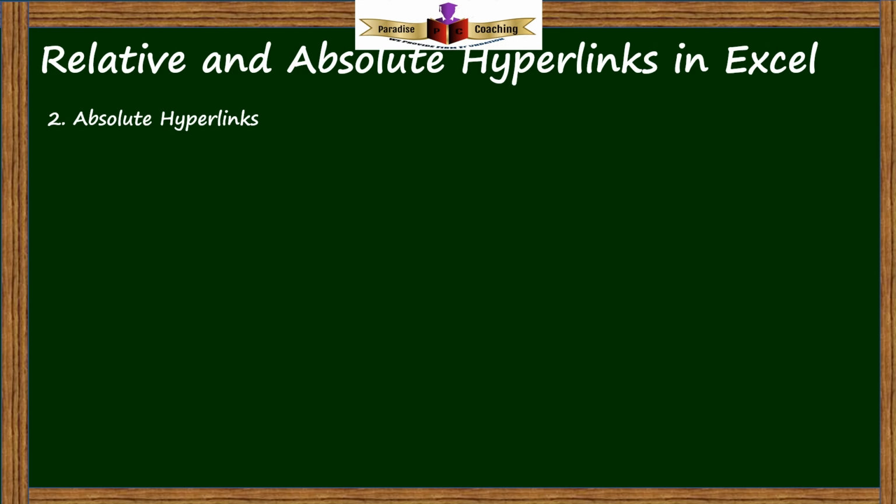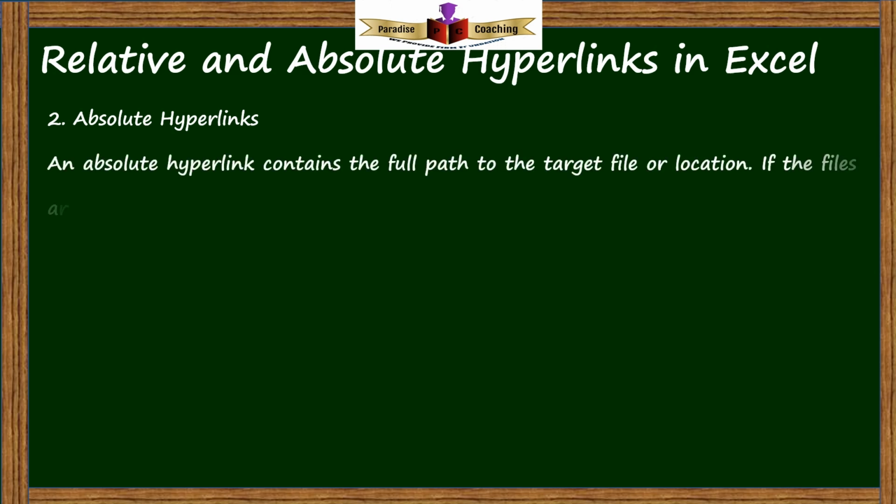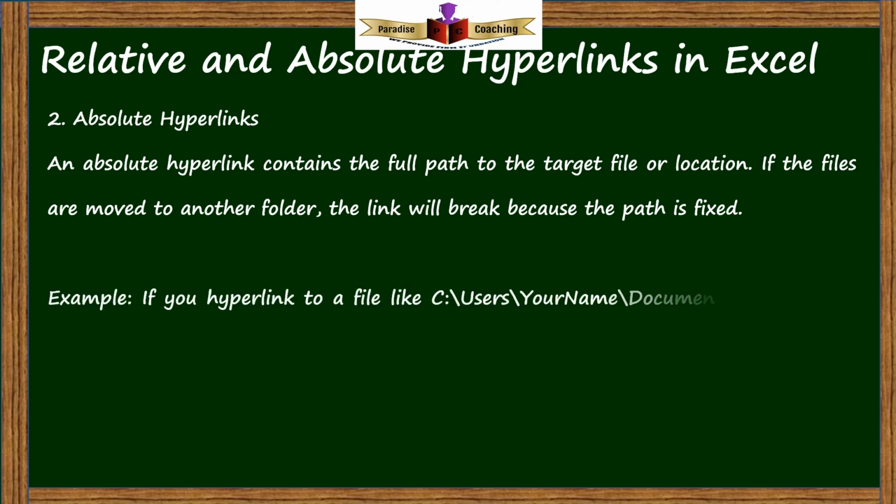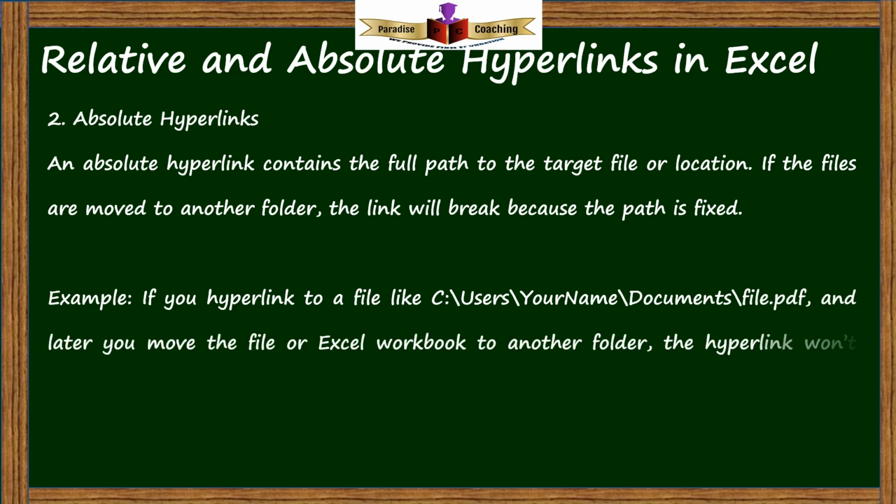Two, absolute hyperlinks. An absolute hyperlink contains the full path to the target file or location. If the files are moved to another folder, the link will break because the path is fixed. Example: if you hyperlink to a file like this and later you move the file or Excel workbook to another folder, the hyperlink won't work.